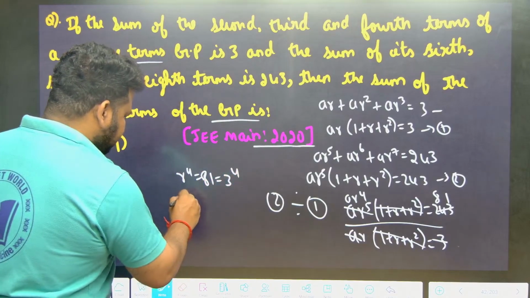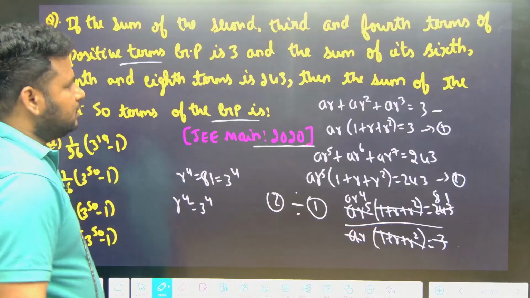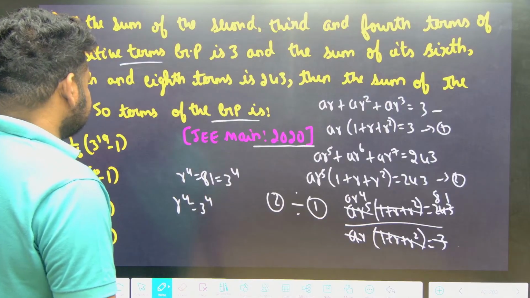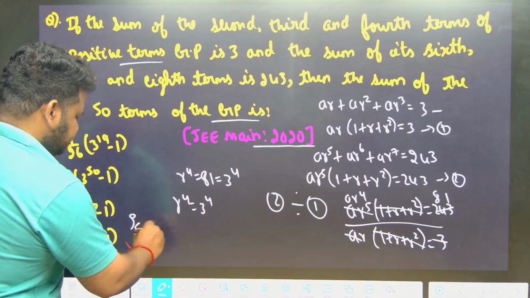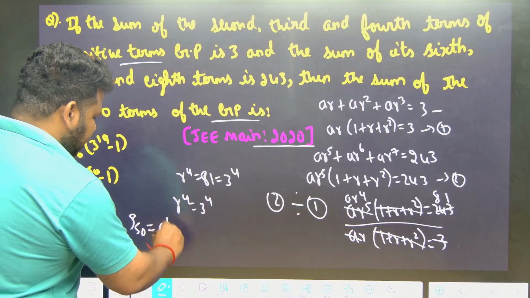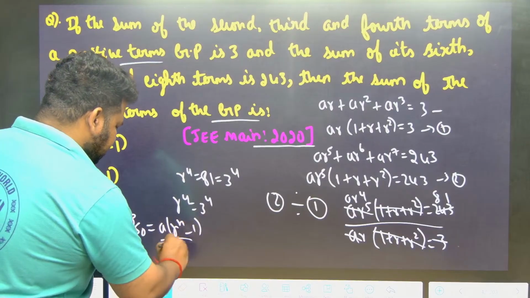R to the power of 4, I got it as 3 to the power of 4. Now they are asking the sum of the first 50 terms of the GP. They are telling positive 2 terms. So the sum of the first 50 terms is given by the formula A into R to the power of n minus 1 by R minus 1.